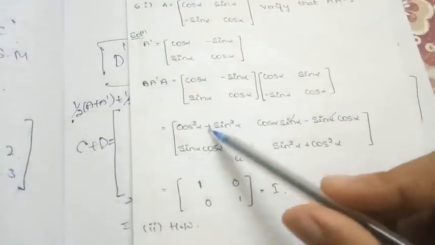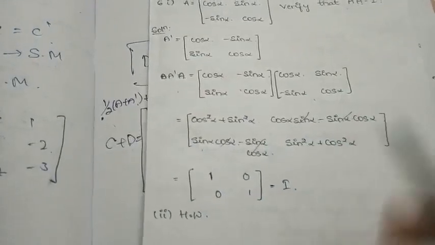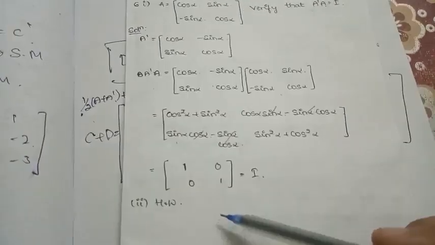Here this gets cancelled. Cos square alpha plus sin square alpha is 1. So you get the identity matrix, which is of order 2 cross 2. So here it is of 2 cross 2, so the identity matrix is also of order 2 cross 2. A similar type of question you can see in the second part. You do that problem by yourself.